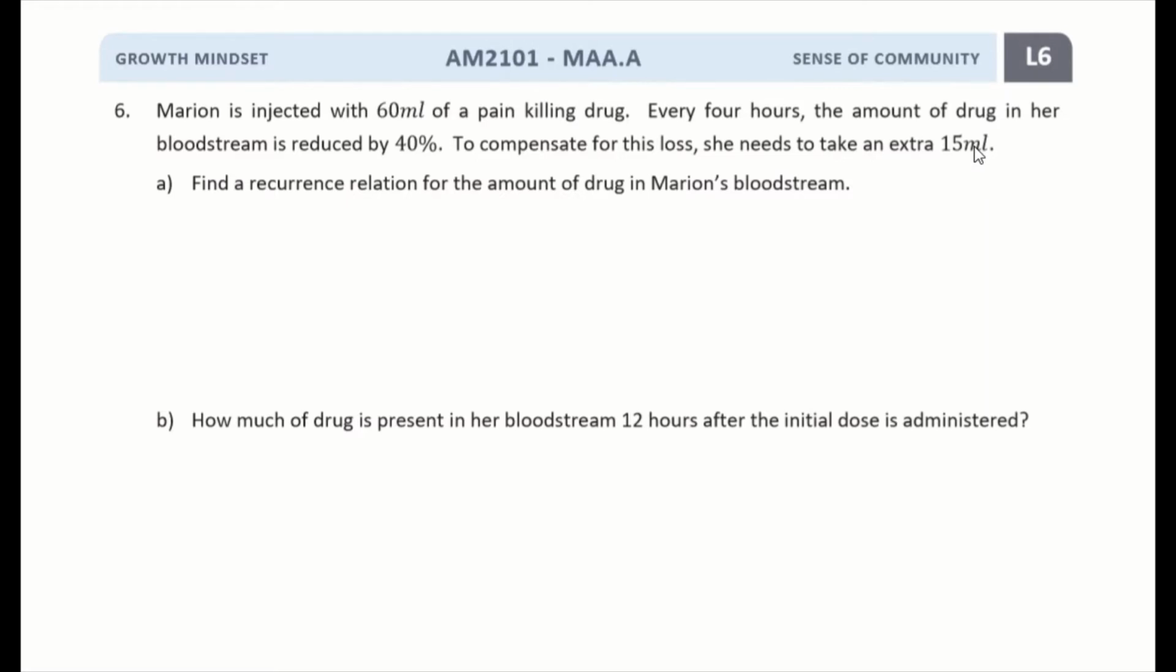Okay, so which means that initially there's 60 ml of the pain-killing drug for the first injection. After the 4 hours, the amount of drug will reduce by 40%, so she is left with only 60%, right? So to make up for this loss, she needs to take an extra 15 ml. I guess that's very straightforward.